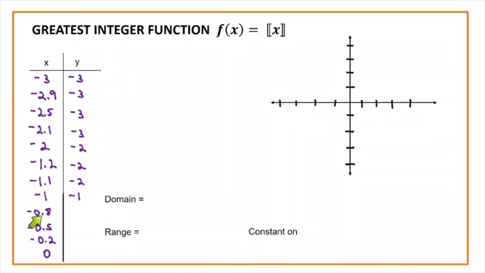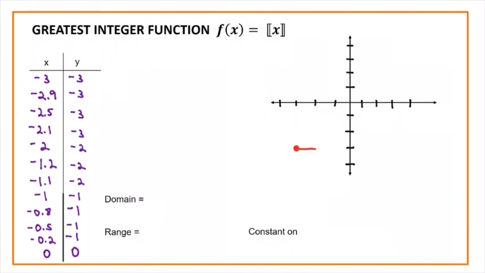And now we're going to see the same thing here. What's the largest integer that's less than or equal to -0.8? Well, it's -1. -0.5, it's -1. And so on until we get to 0. What's the largest integer that's less than or equal to 0? Of course, it's 0. So when we go to graph this, here's what happens. We're going to have a point at -3, -3. But then any x value that's -2 point something is going to also have a y value of -3.